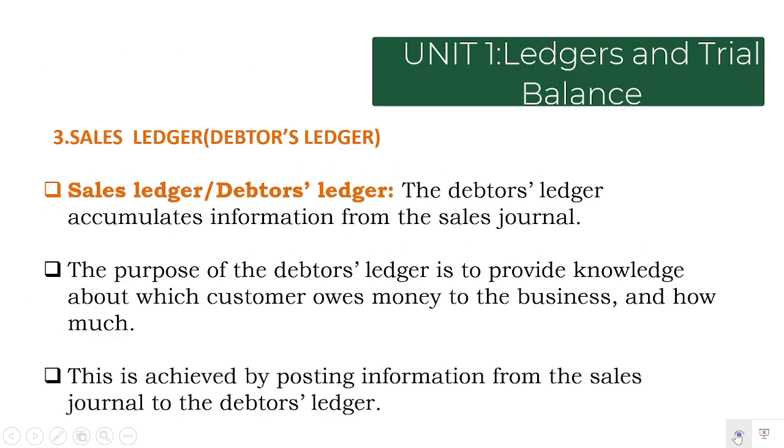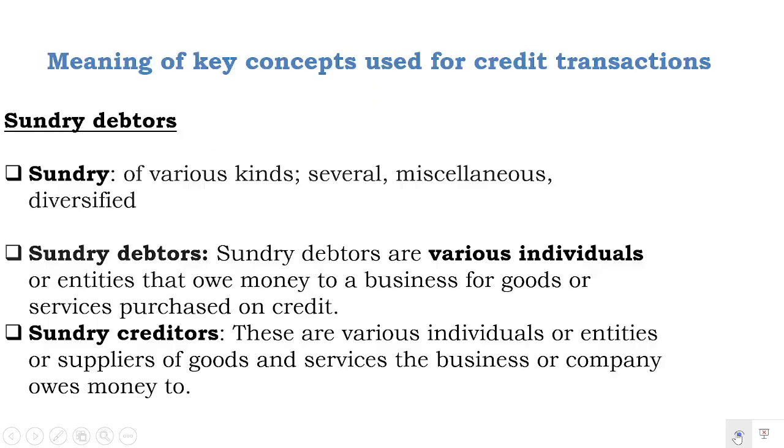So the sales ledger or the debtor's ledger accumulates information from the sales journal. And the purpose of the debtor's ledger is to provide knowledge about which customer owes money to the business and how much those customers or that customer owes to the business. This is achieved by posting information from the sales journal to the debtor's ledger.